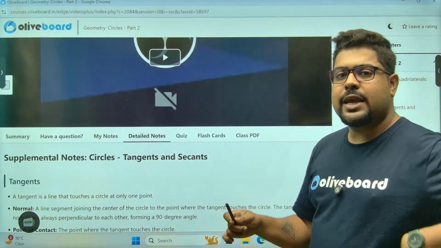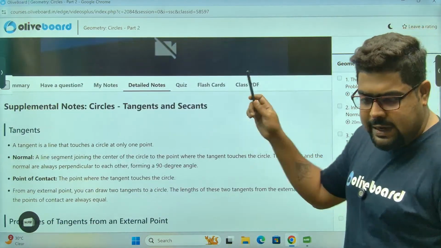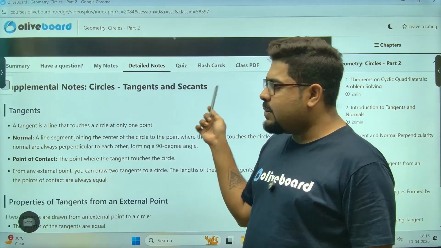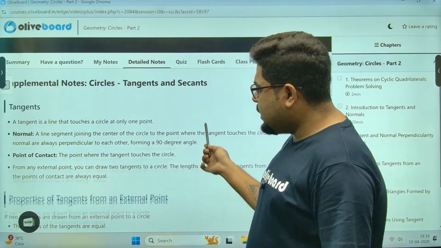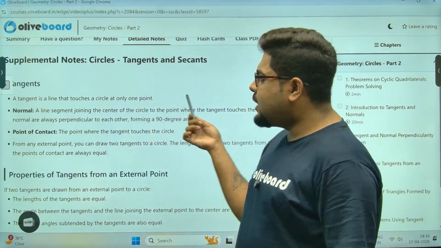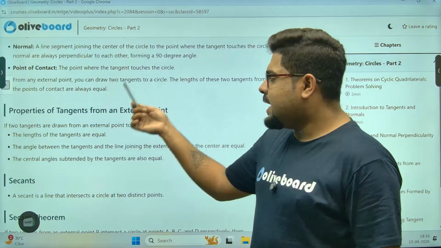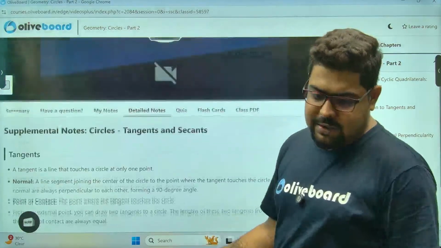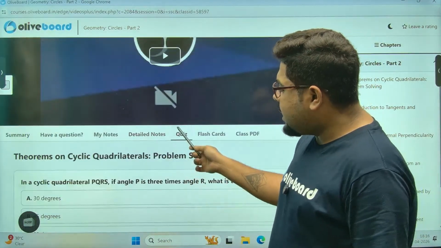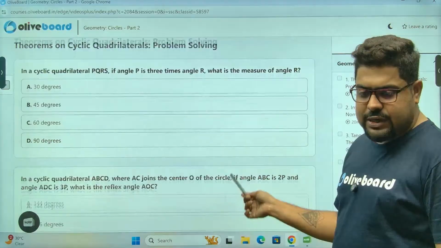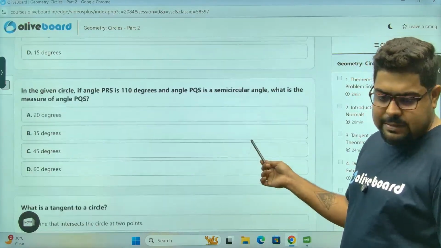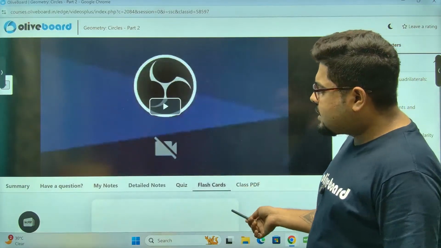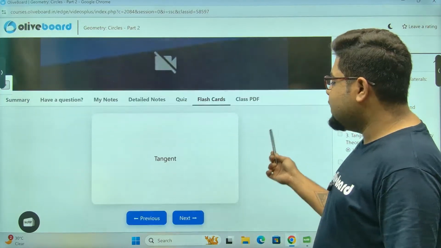Now, detailed notes, where you need to know about the theory. It will detect what we are talking about. It has detected we are talking about tangents and secants in this class. So it is already giving you the theory portion: what is a tangent, what is the point of contact, what is a tangent from an external point, what is the secant theorem, what is the tangent-secant theorem, and whatnot. Also, you can take a quiz from here. It will automatically generate quizzes based on the concept according to your exam level, so you can give this on the go. Flashcards also, if you are a little more adventurous, go for that.